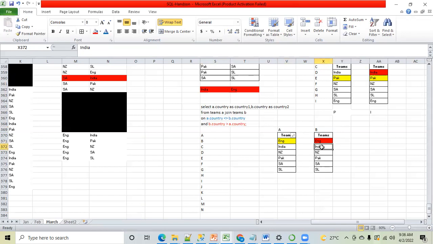So here India should be greater than England. So here B dot India, so here B should be greater than A. So India is greater than England. So you will get this record, right?